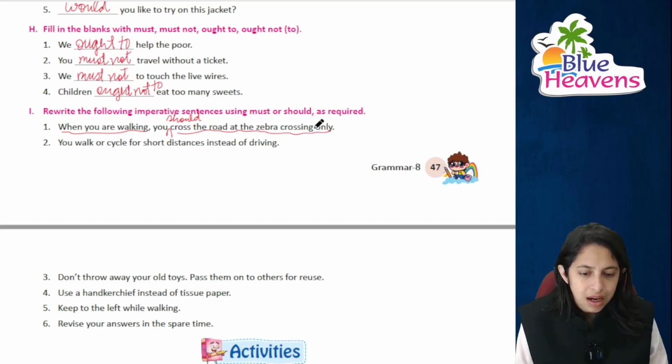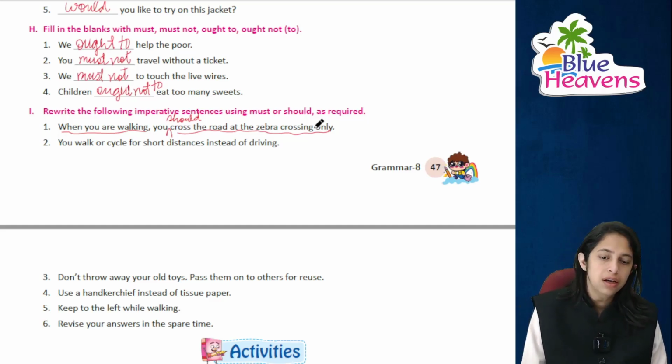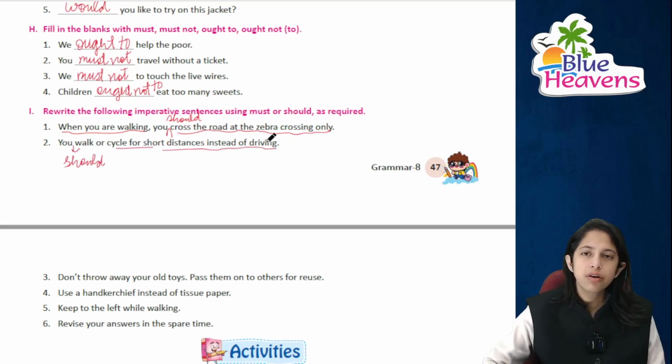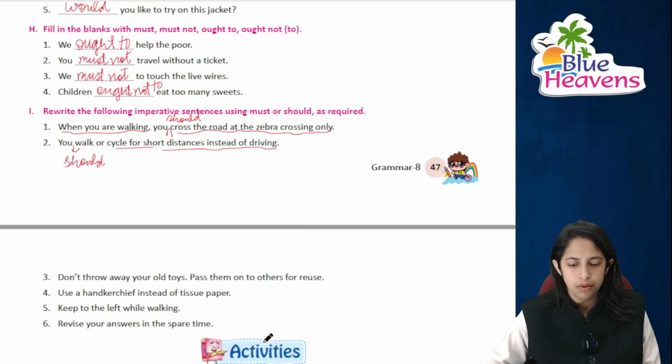You walk or cycle for short distance instead of driving. You just put over here, you should walk or cycle for short distance instead of driving, and rest of the sentences you will be doing it on your own. So that was all about verbs and auxiliary verbs.